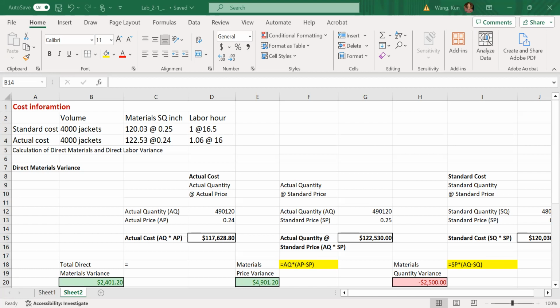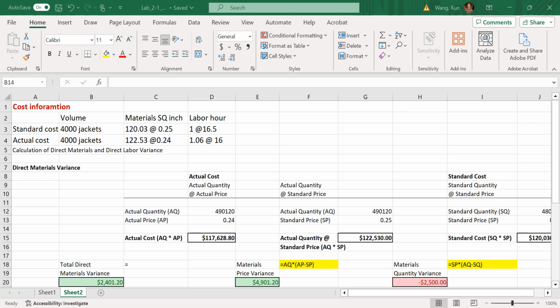Hello everyone. In this recording, I'm going to explain more details about the first lab assignment in the Chapter 2 Data Analytic project. This first lab is a practice of the data analytics we mentioned in Chapter 2, belongs to the diagnostic analysis. And the purpose of the research question we have here is identify the differences between the standard cost and actual cost for direct material and direct labors.